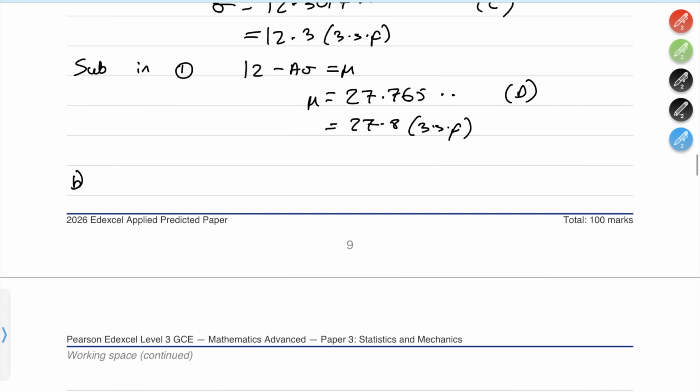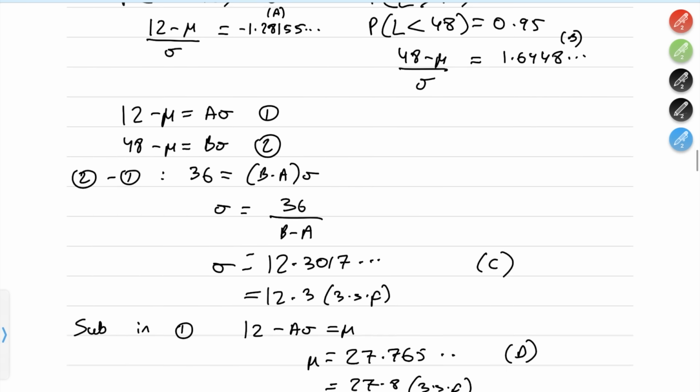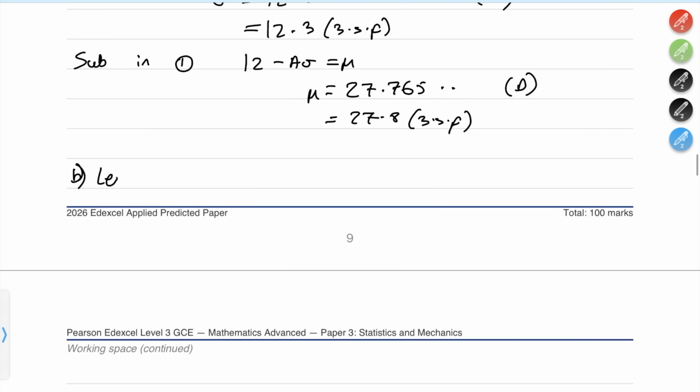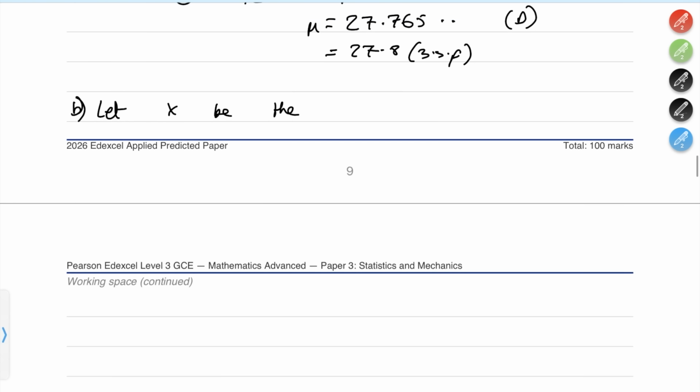And part B now asks us to find the probability that exactly 3 of these components fail within the first 12 months. So I can see here that we're going to have to be using binomial distribution. So I'm going to define a new variable. So let X be the number of components that fail in the first 12 months.